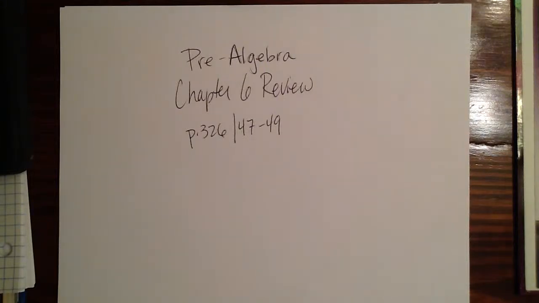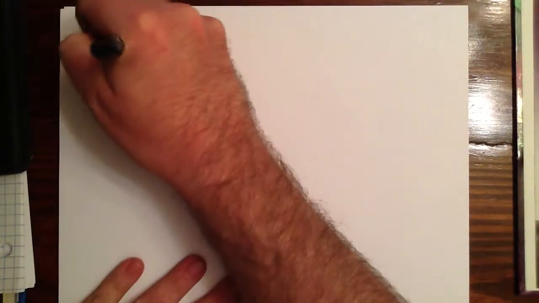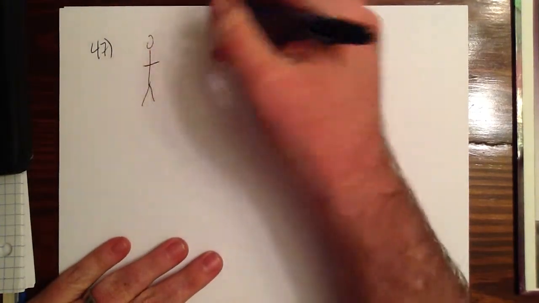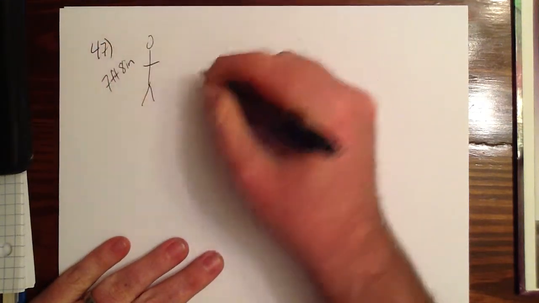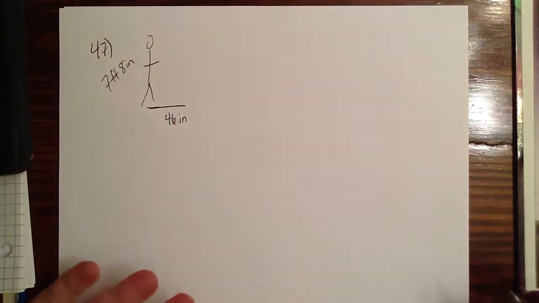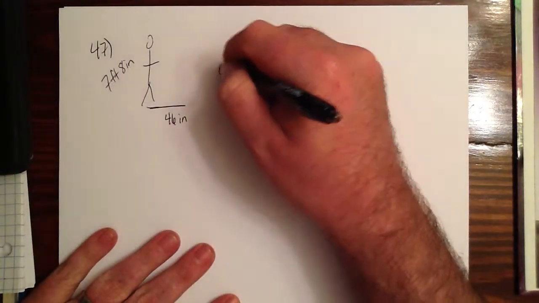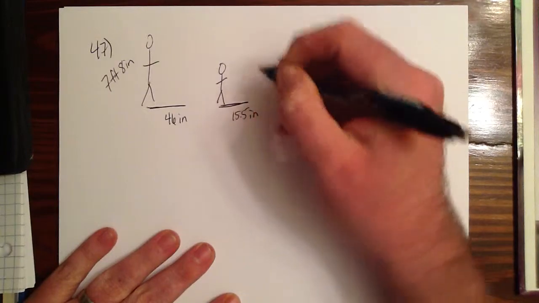Finishing up the Chapter 6 review on page 326, 47 through 49. Number 47 says, at 7 feet 8 inches tall, the world's tallest woman casts a 46-inch shadow. So you've got the world's tallest woman who is 7 feet 8 inches, and her shadow is 46 inches. At the same time, the world's shortest woman has a 15.5 inch shadow. So you've got the other woman, and her shadow is 15.5 inches.